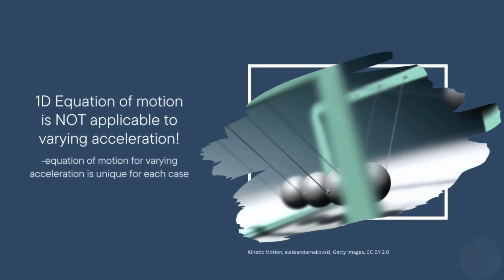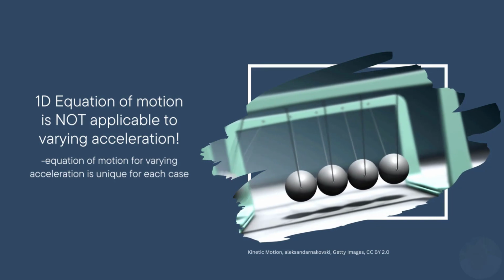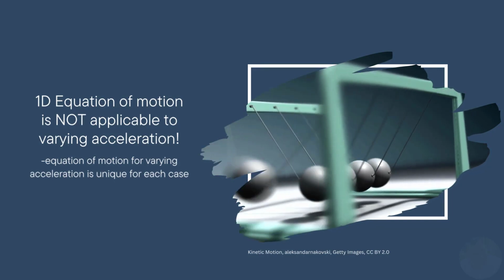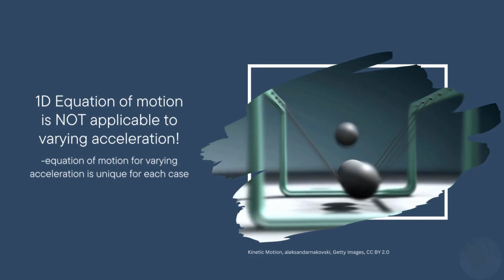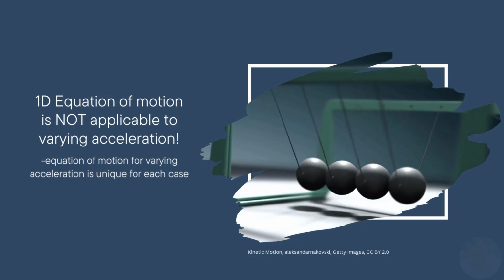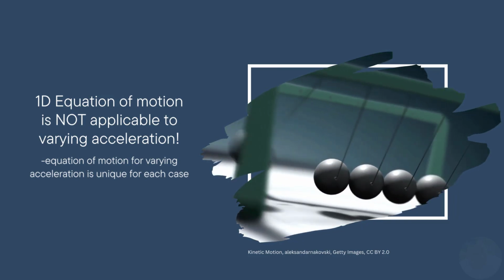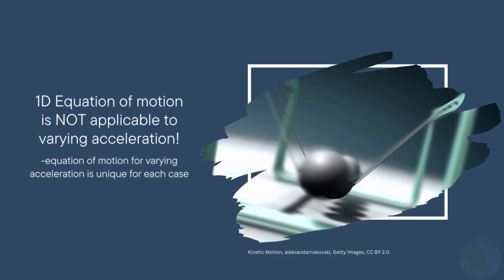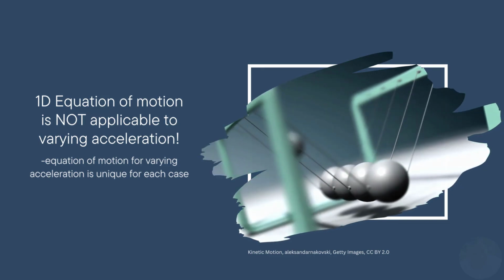The equations of motion discussed earlier are not applicable for systems with varying acceleration. One must identify the explicit form of acceleration first before extracting the equations of motion, which is done by integrating the definition of acceleration and velocity.